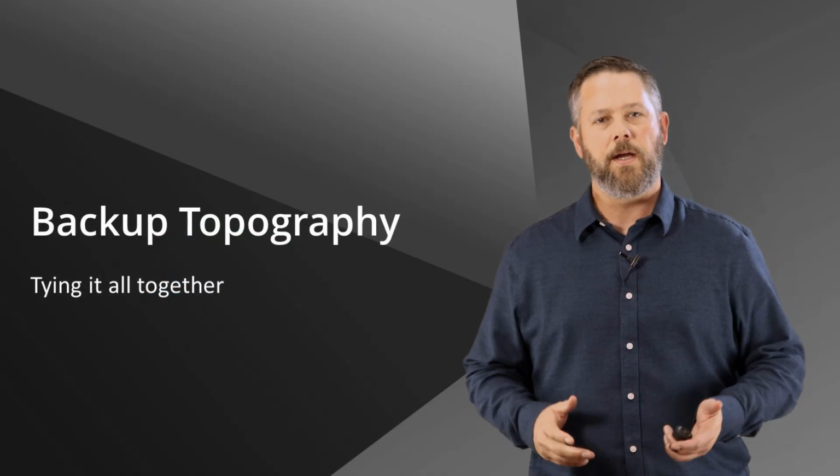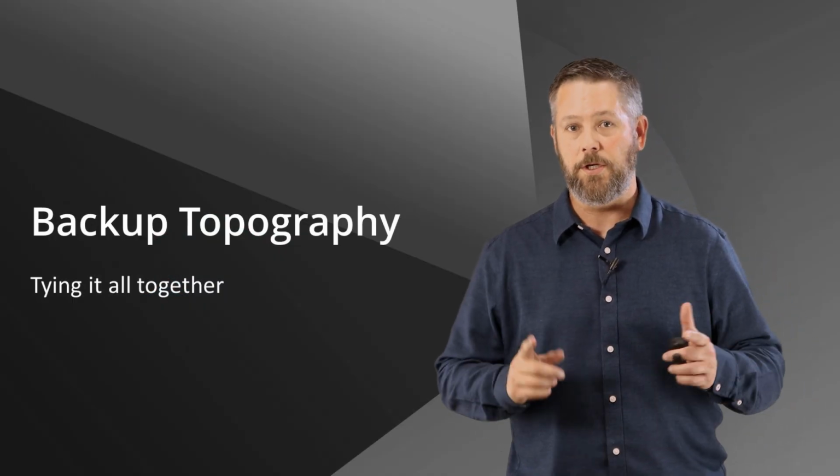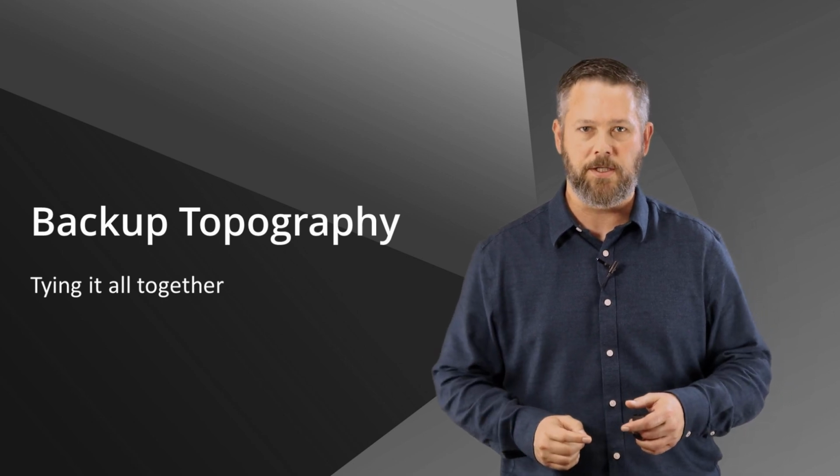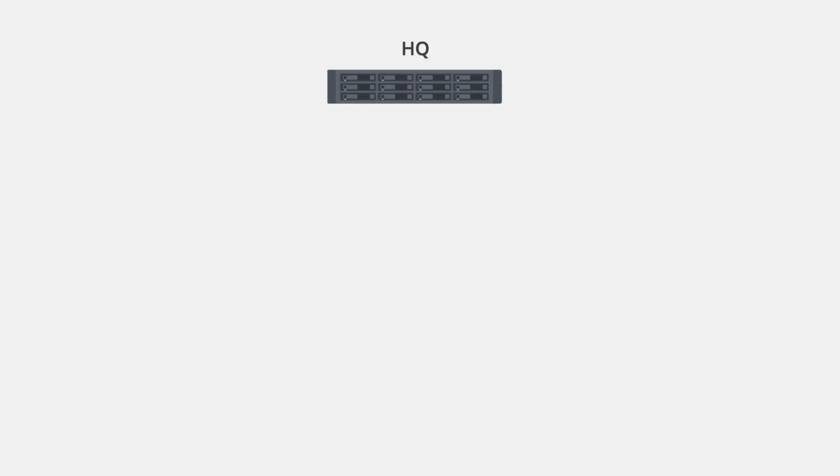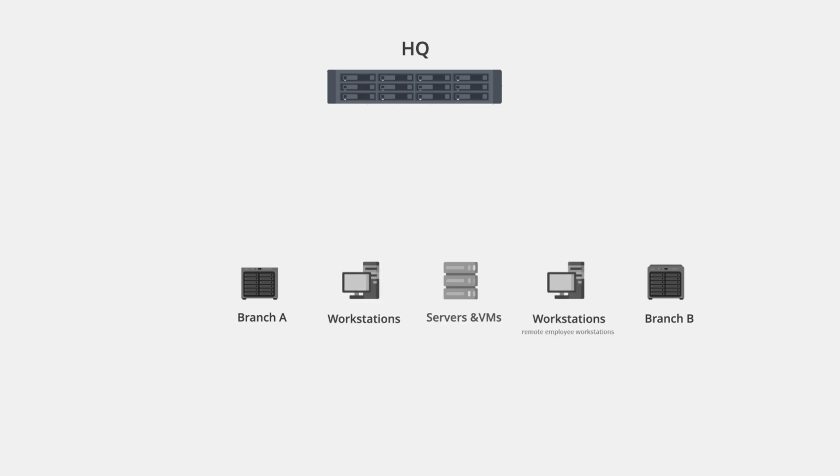All right, so now that we've taken a look at all the different tools available to you to implement a backup strategy, let's see how they work together in a real-world environment. So we're going to take a look at our company that has 3 different locations. They have a headquarters and then branch A and branch B. At the headquarters, they have a couple NAS units installed and a group of workstations, servers, and virtual machines that are all connected to the local network at all times.